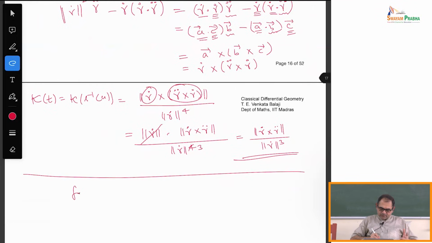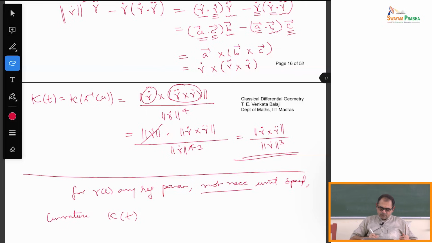So finally you have this formula for gamma of t, any regular parametrization, not necessarily unit speed. The curvature kappa of t is given by this nice formula.